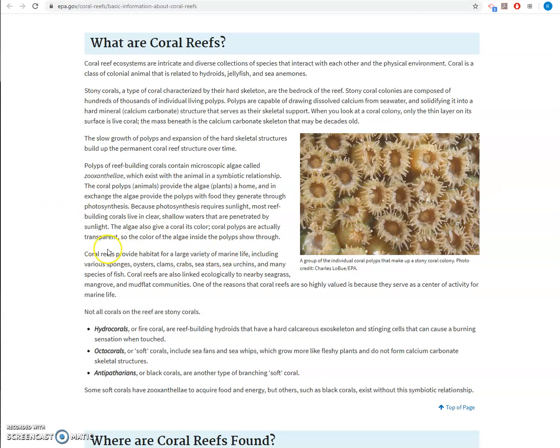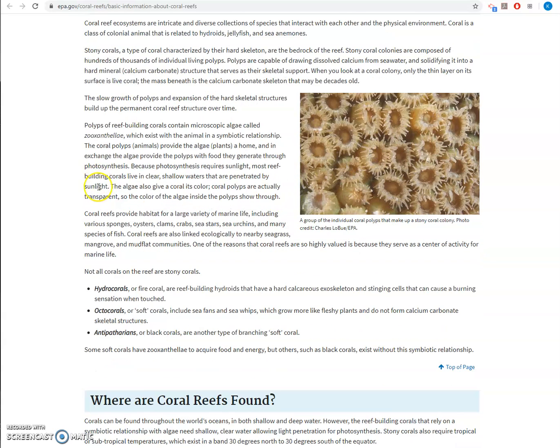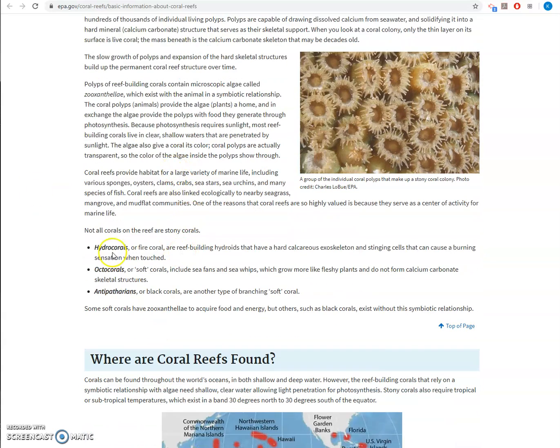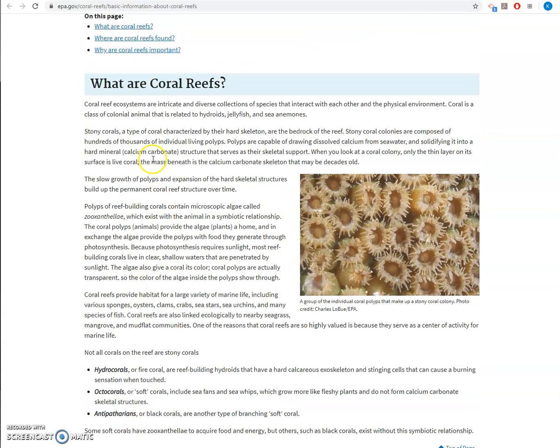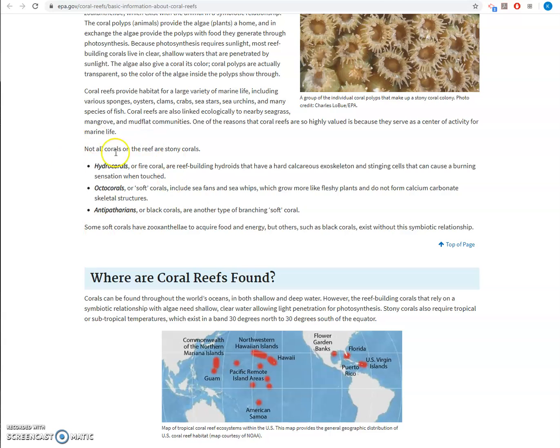It's also how the coral gets color from the algae. The coral polyps are actually transparent, it says, right? And then the color of the algae gives them the color. So there's more information here if you want to read about different types of corals, because not all corals are stony. That's just what we mostly know as the ones that are in reefs, right? Some other different types of corals.